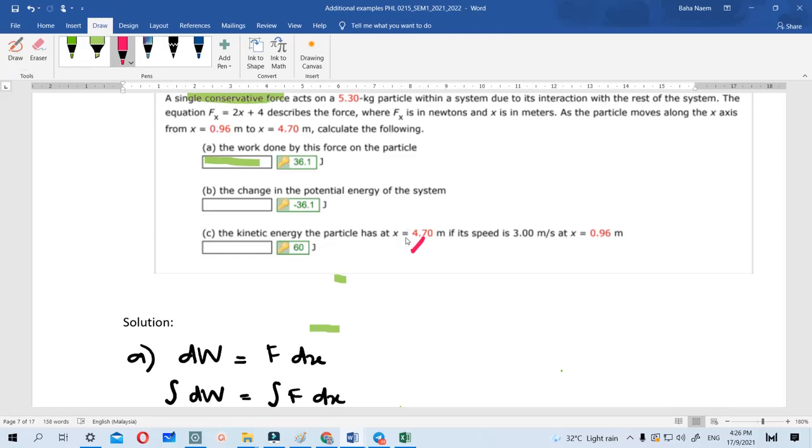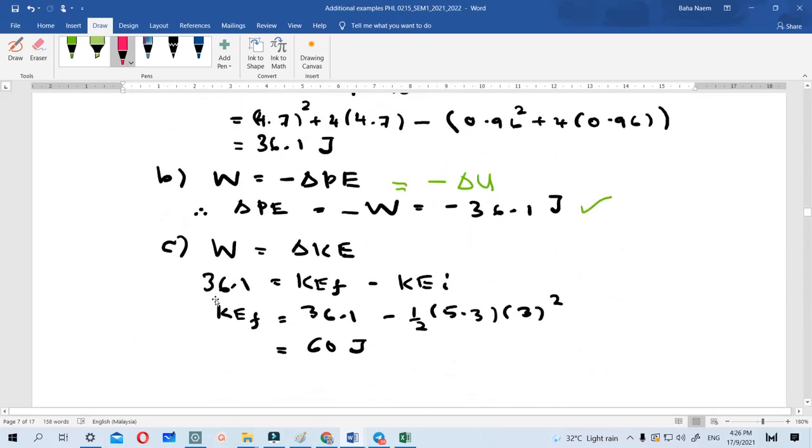This is kinetic energy. The question is actually asking for kinetic energy final. If kinetic energy initial is given as 3, so this is mass and then 3. Okay, so what to do? Use the work energy theorem. The work energy theorem gives you work equivalent to the change of kinetic energy.